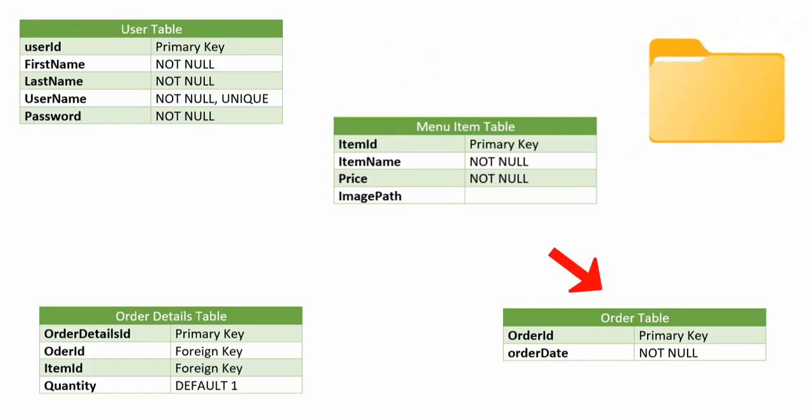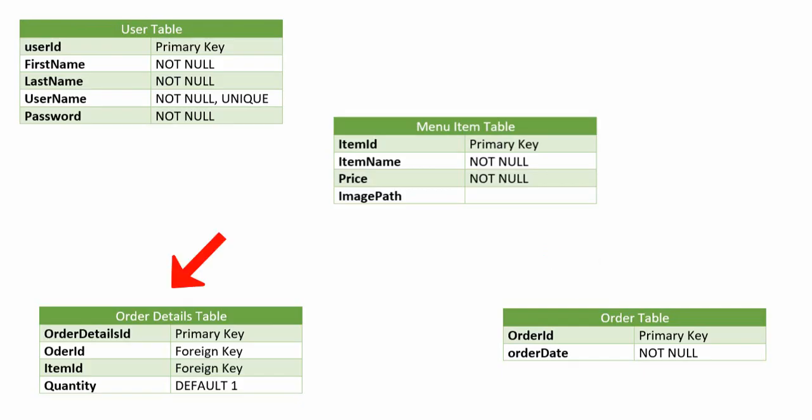Thereafter, we have order table. The order table can be used to track customer orders. This table has order ID and order date column. The order ID is a primary key to uniquely identify each order.